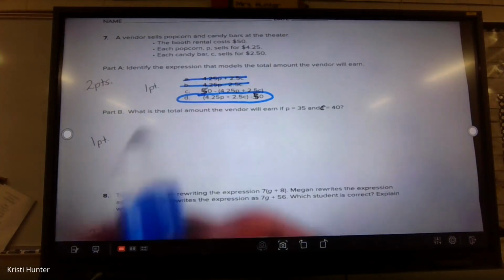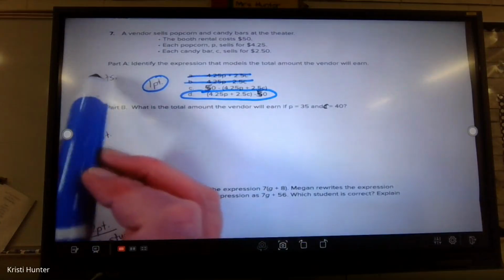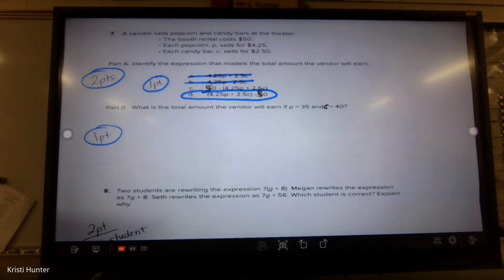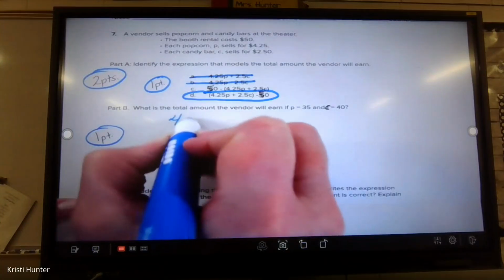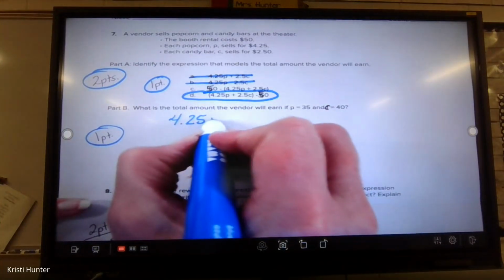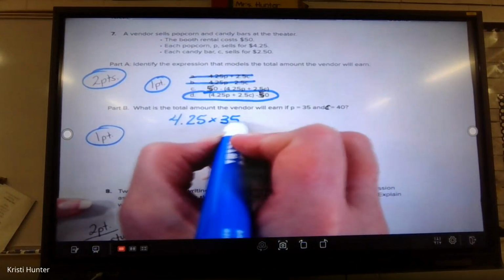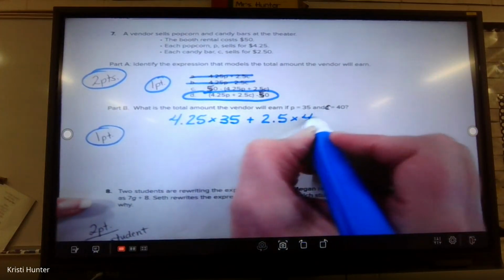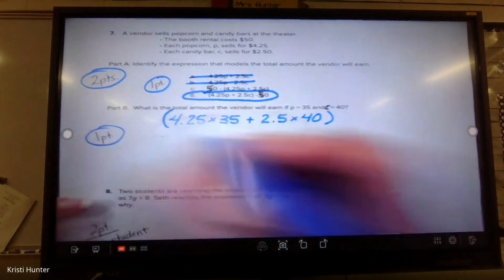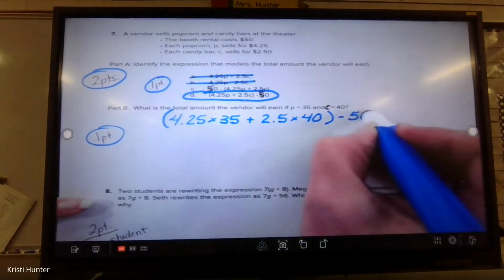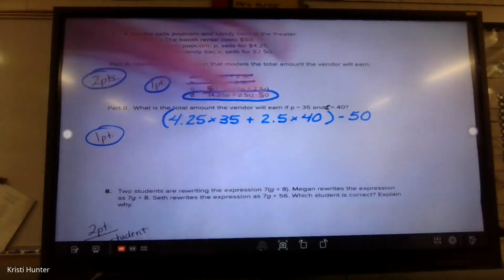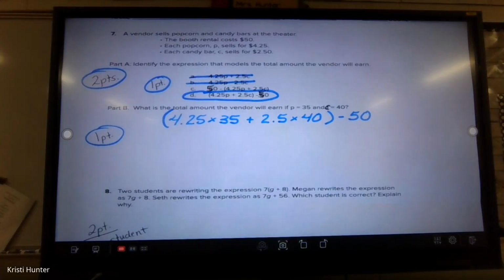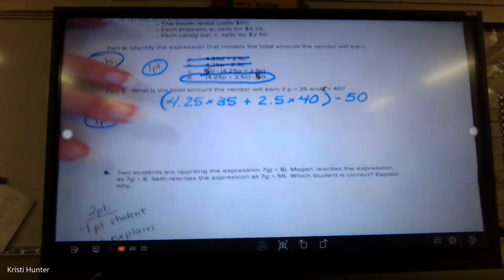And that gets you 1 point. Your second point for this problem, because this is a 2-point problem, comes from that you can substitute in and do the math. So it says 4.25 times P, which it says is going to be 35, plus 2.5 C, which means times 40. And once I find my profit, I'll subtract 50. So if I sold 35 popcorns and I sold 40 candy bars, this is how I would figure out my total profit.